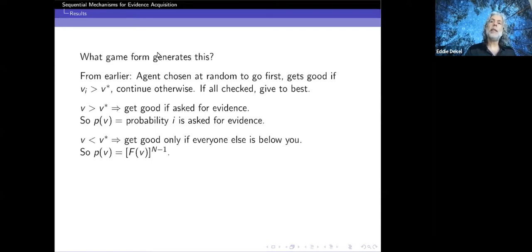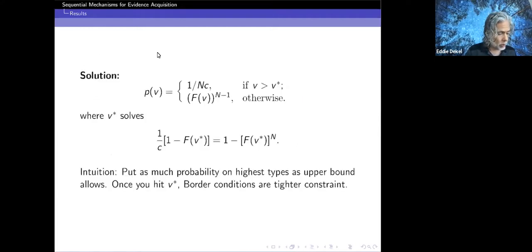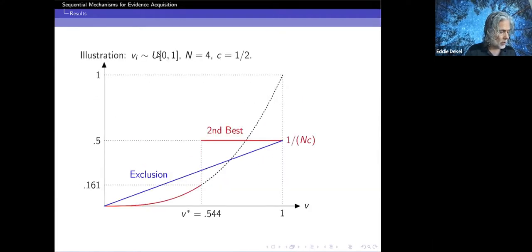So now we're going to point out that what I call the optimal mechanism does generate this. Remember what I said is the optimal mechanism. We're going to choose an agent at random to go first. They get the good if they're above a threshold. Obviously, the threshold I'm going to use is the V star in this picture.